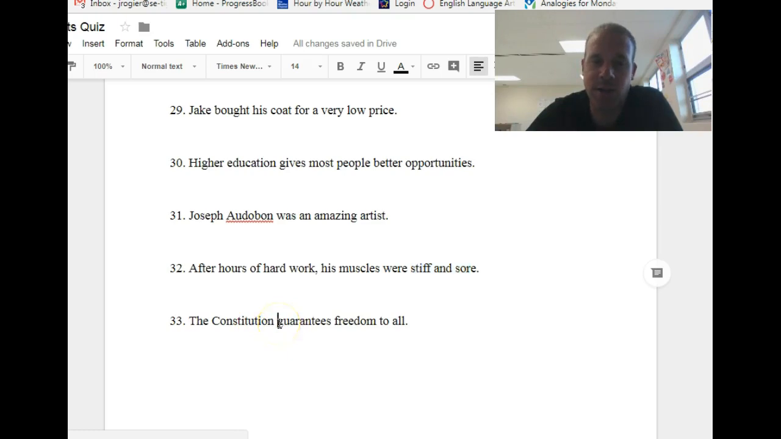Constitution guarantees. Guarantees is an action verb. Whom or what does the Constitution guarantee? Freedom. And so freedom is a direct object. All is not an indirect object because it is after the direct object freedom, so you don't mark it that way.